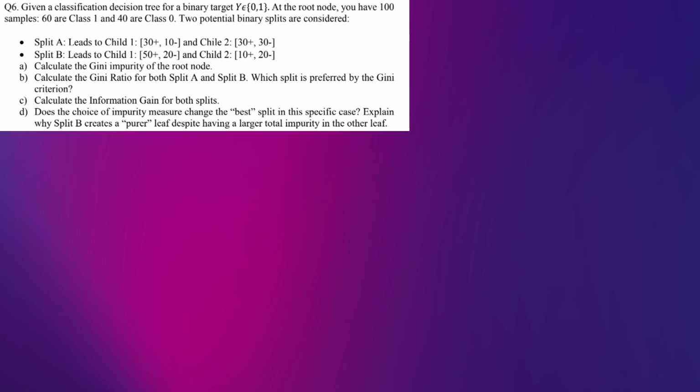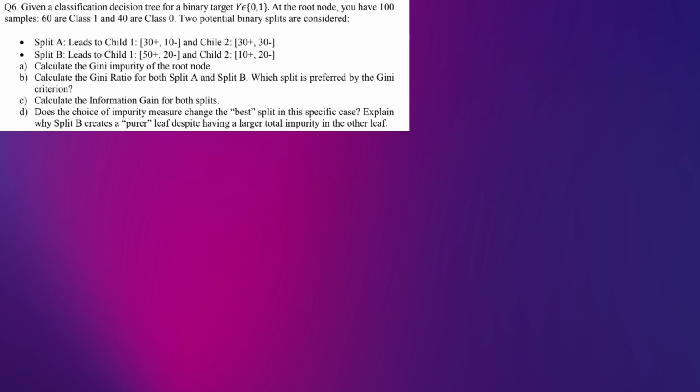This is the next question. This is question number 6, where you're given a classification decision tree for a binary target. At the root node, you have 100 samples, 60 for class 1 and 40 for class 0. The two splits are as follows: one is for child 1 and child 2. They are given for us the two types of splits basically.